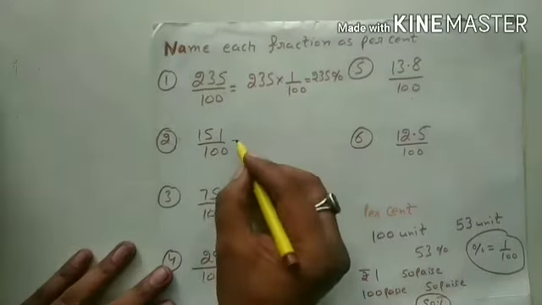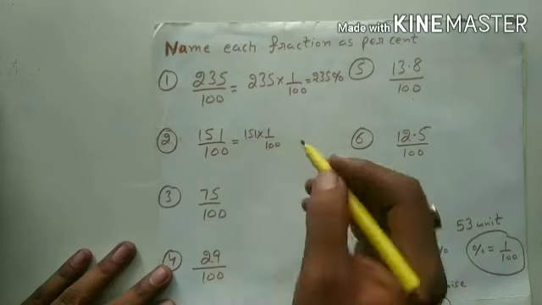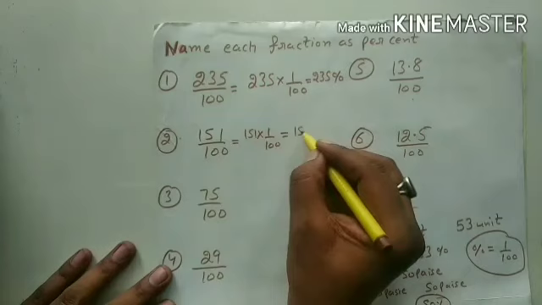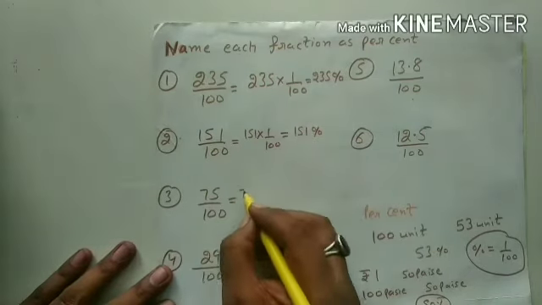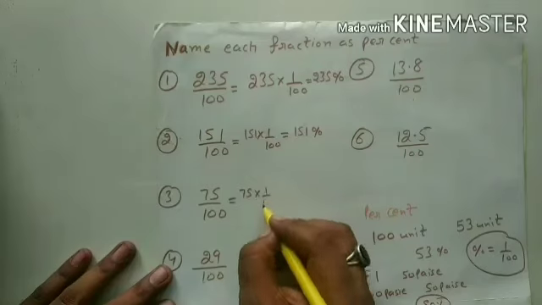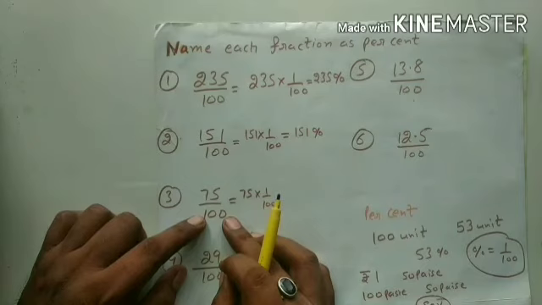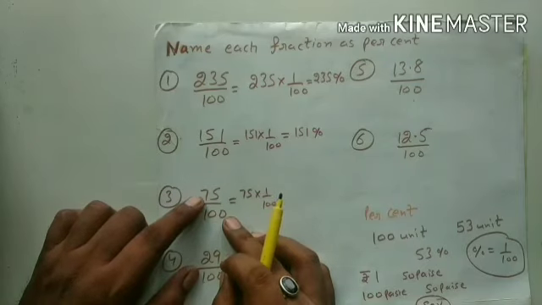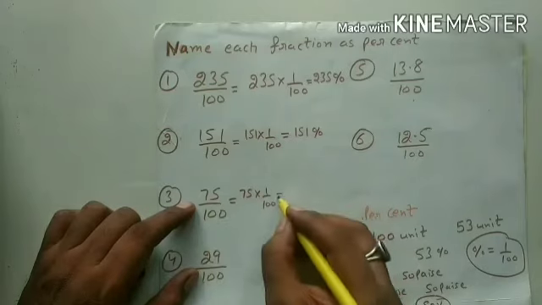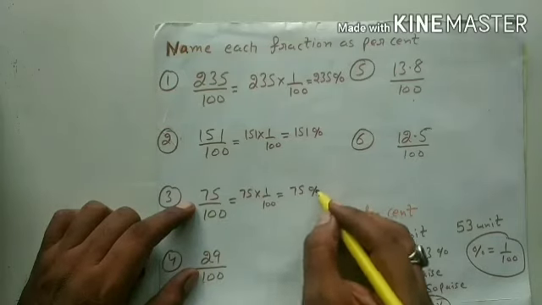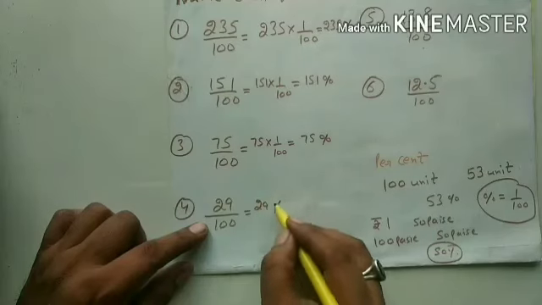Now again, 151 can be written as 151 multiplied by 1 over 100. Okay, so I can write this as 151%. Okay, here 75 multiplied by 1 by 100. So if there is a total of 100 and we are getting 75, then it will be called 75 out of 100. So it can be written as 75%. Now in the same case it can be written as 29%.